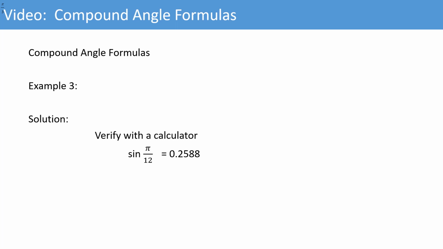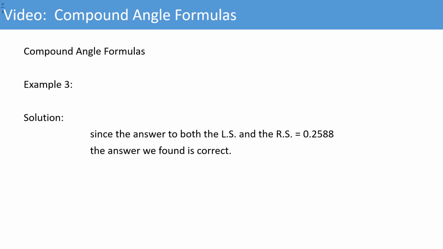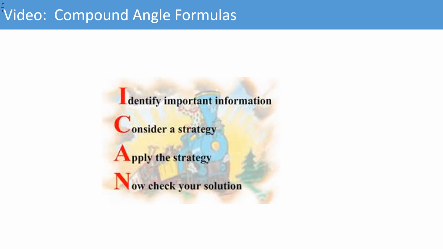Now, let's verify. If we take our calculator, we know that the sine of pi over 12 is 0.2588. And if we take square root 3 minus 1, divided by 2 square root 2, that's also equal to 0.2588. Since the left side and right side are both 0.2588, we have found our answer to be correct. Identify, consider, apply, now check. I can. Now it's your turn.